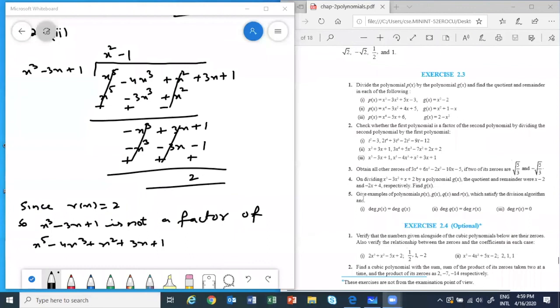Ma'am, for the second step, when you divided x cube minus 3x plus 1 with minus 1, when you multiplied it, shouldn't it be minus x cube plus 3x minus 1? Yeah, I wrote minus x cube only. It's supposed to be plus 3x, not minus 3x, right? Because minus 1 into minus 3 is plus. Oh, yes. Sorry. This is plus, this is minus, so they will cancel.